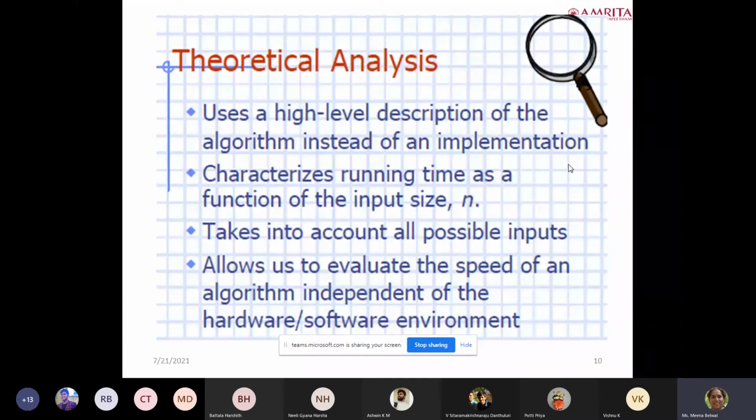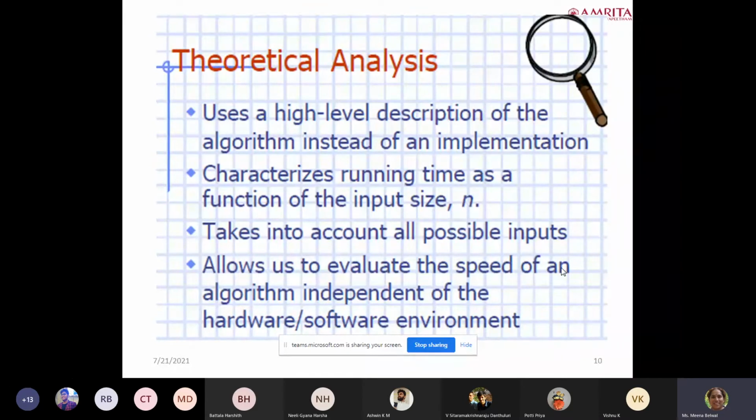And then we are going to characterize the running time as a function of the input size, which is going to be n, and we are going to take into account all possible inputs. We will fix the input size n, and based on that, we will take care of all the possible inputs. So what theoretical analysis does is it allows us to evaluate the speed of an algorithm independent of the hardware and software environment.